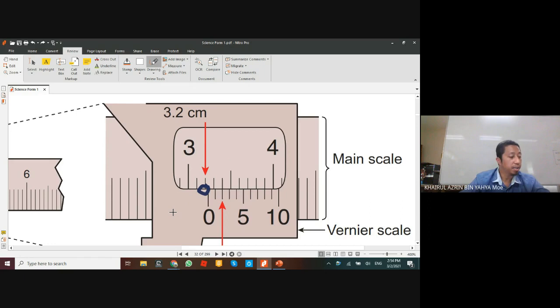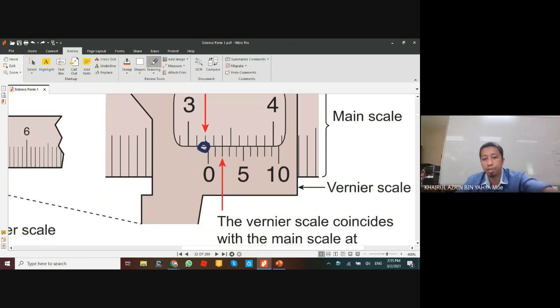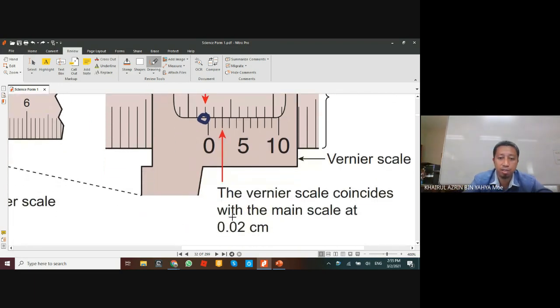Okay. So the upper part is 3.2, the lower part is 0. This is 0, 0.1, 0.2. Let me show you here. 0.02.